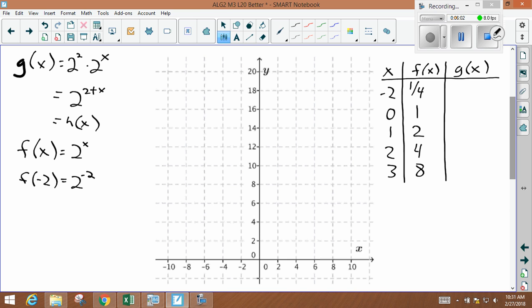Let's do it. So at -2, I'm at 1/4, so this is like way down here, right? And then at 0, I'm at 1. And then at 1, I'm at 2. At 2, I'm at 4. And at 3, I'm all the way up at 8. And it's going to keep going up like that. Right? There's my points.